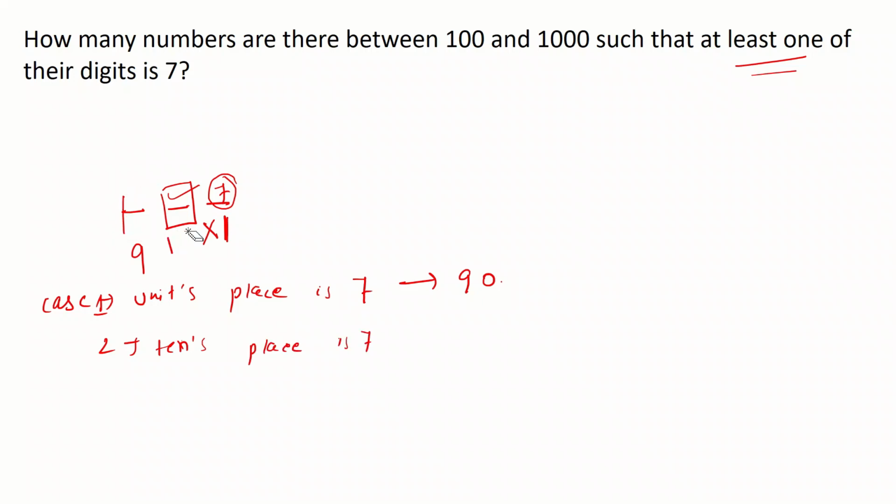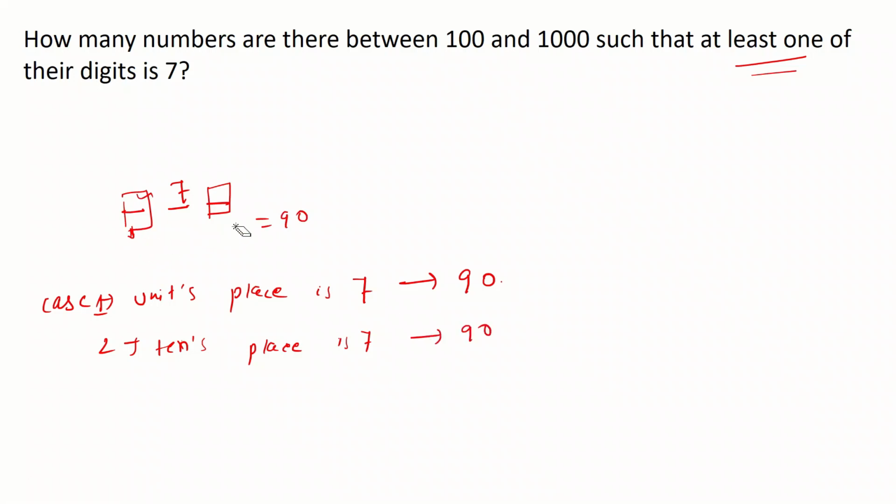So what we have now is this. We fix up 7 over here. Now in a similar way, the units place can be filled up in 10 ways, because it can be filled with any number from 0 to 9, and this hundreds place can be filled up by any number from 1 to 9. So we have 9 possibilities over here. So again we have 90 numbers.